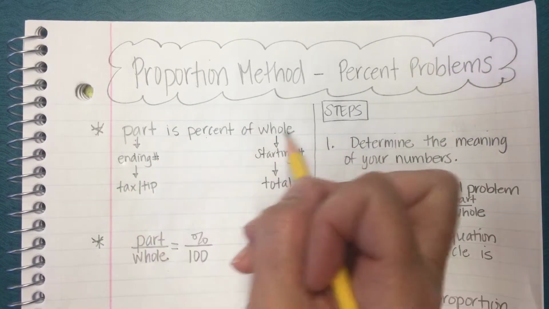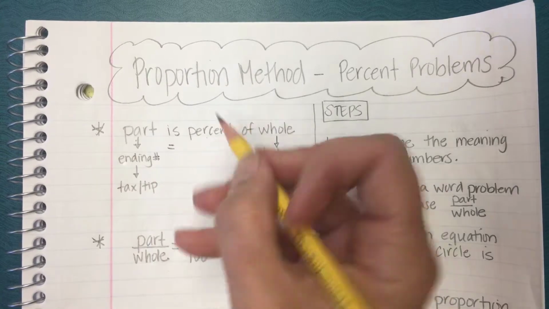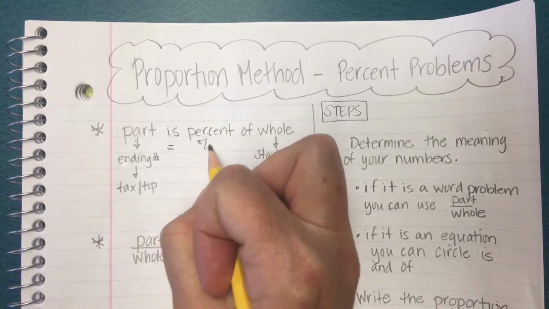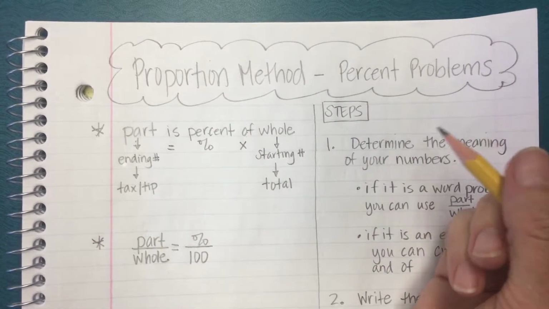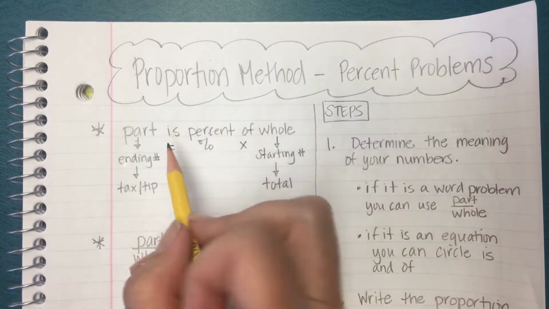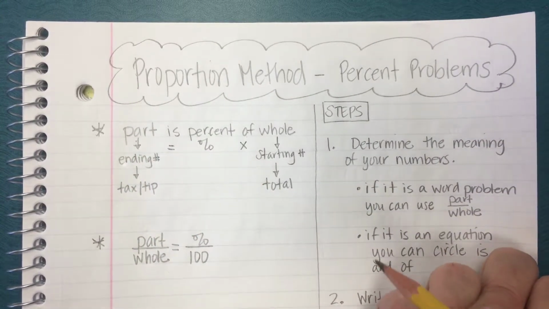Now what's easy about this equation is that the is an equal sign. The percent will always have a percent symbol, and of means multiply. So what we're going to do is write our numbers out in an equation so that we can tell where things go.